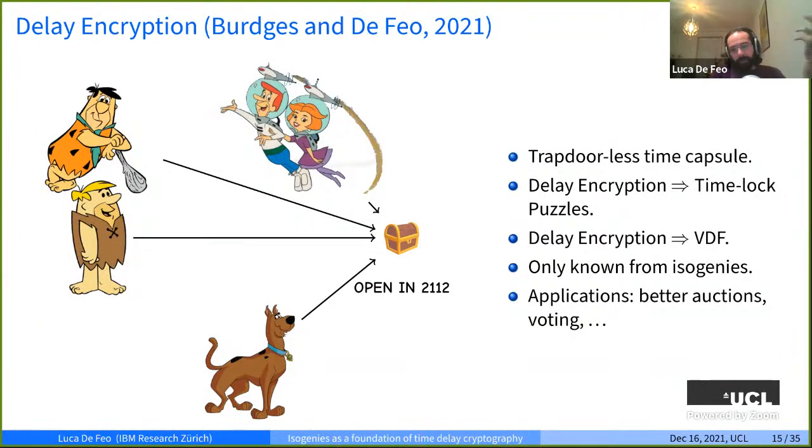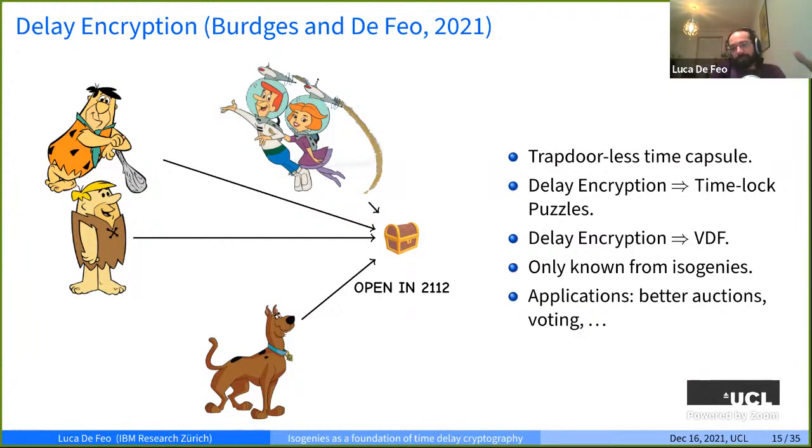You can see this as a generalization of time lock puzzles, but with the difference that there is no trapdoor, and it's a kind of time capsule where lots of different participants can all put stuff into the time capsule. And what's in the capsule will only be opened sometime in the future. This is a generalization of time lock puzzles, but actually it's also a generalization of verifiable delay functions. As we shall see, delay encryption implies both.